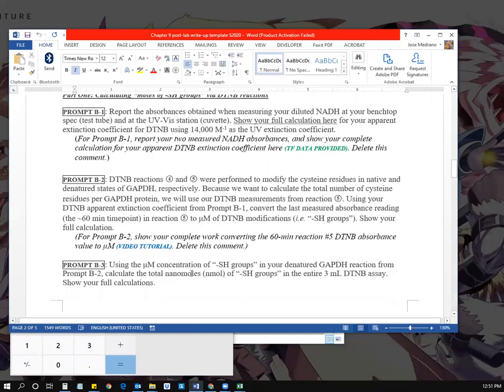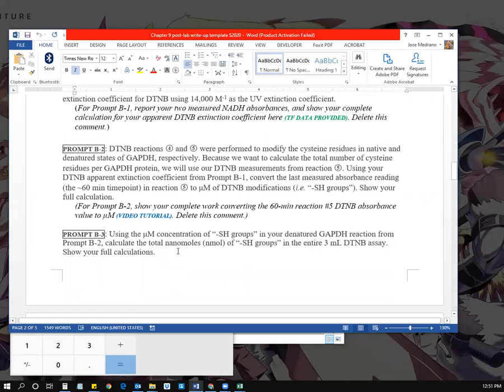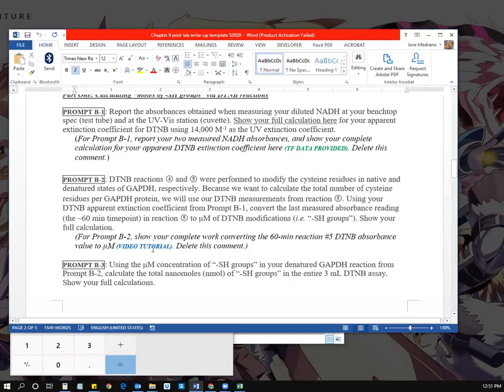And knowing the concentration and also the volume of your DTNB assay, you can then calculate the total nanomoles of your SH groups or cysteine residues that reacted with the DTNB in the first part of Chapter 9. Once you get this value for prompt B3, that's going to be the first half of the division that you have to do to find out the number of sulfhydryl groups per GAPDH molecule.